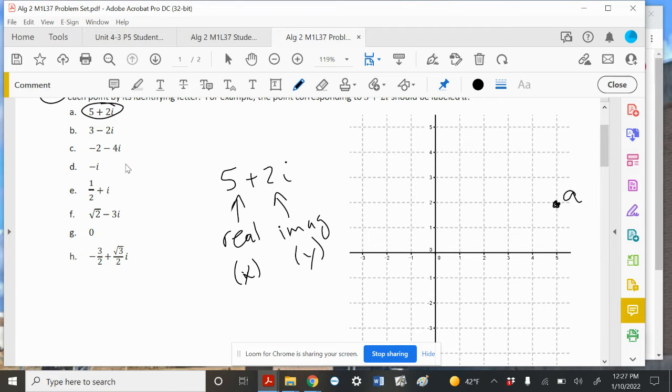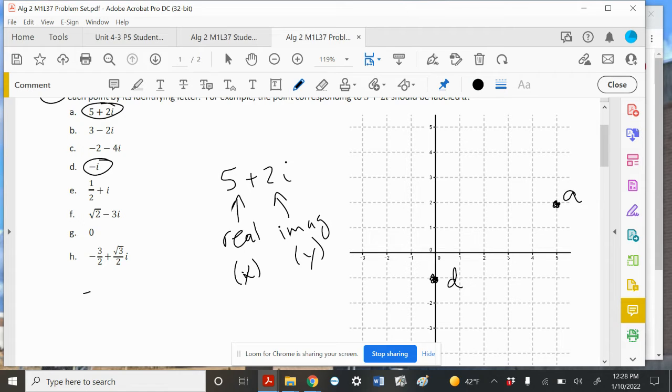And then let's try some other ones just to see some little quirky ones here. Like D is negative i. Notice that there is no real part for D. Since there's no real part, that means the real part is 0. So on the x we go 0, which is right at the center, the origin. And that means we go down negative 1 because the y is negative 1. There would be D.